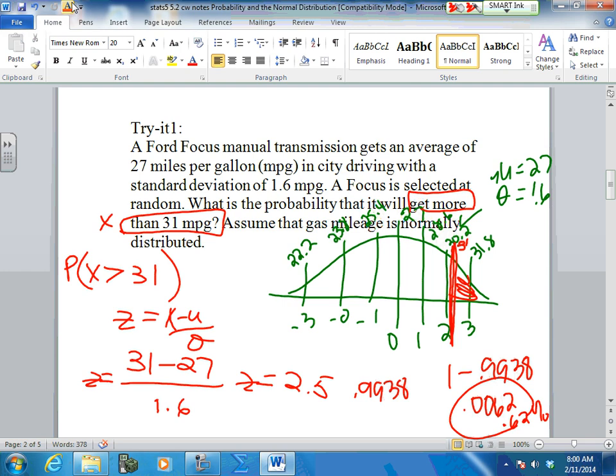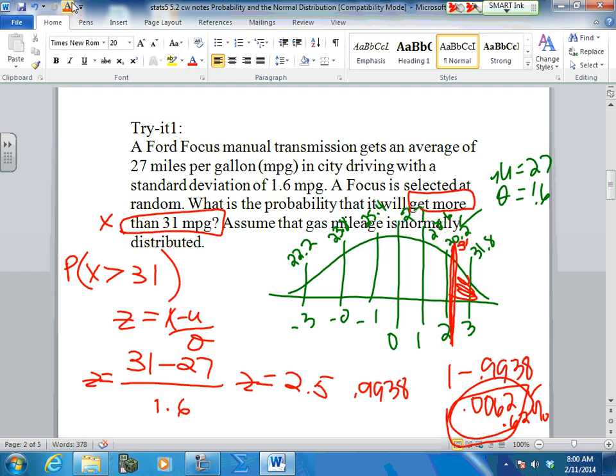Percents are easier to interpret. You can leave this as this answer. This is fine. But if you're interpreting it, then flip it to a percent. Because if you have to interpret this, what do you say? This is 0.0062? That kind of doesn't have a good meaning to us. If we want to say less than 1%, that kind of makes more sense to us.